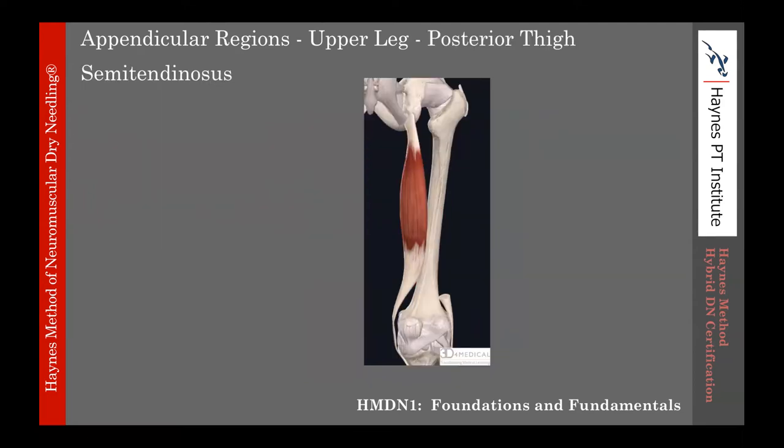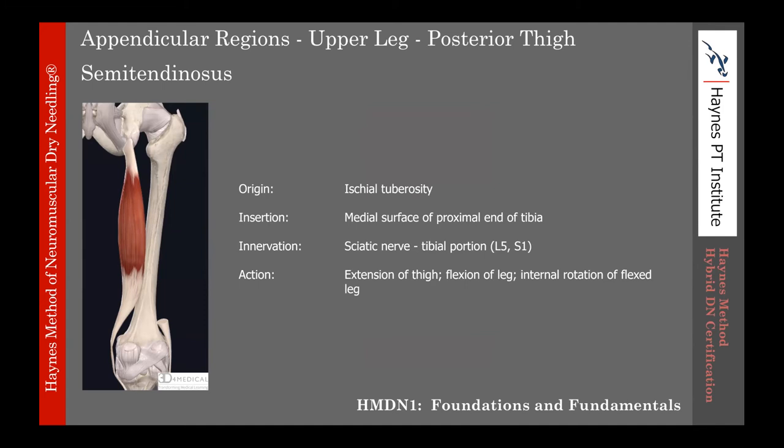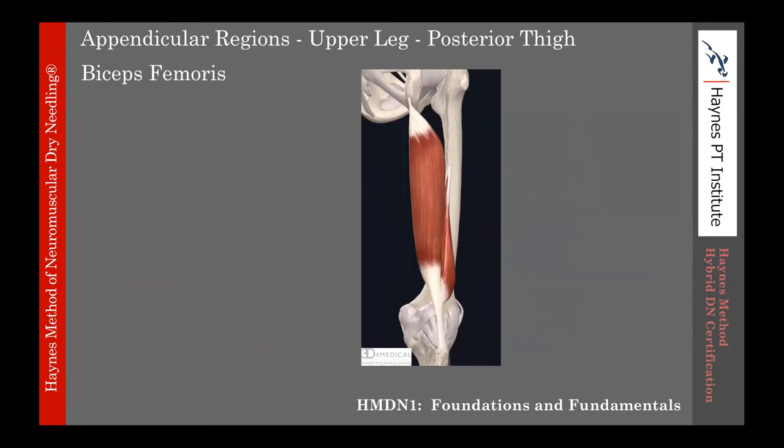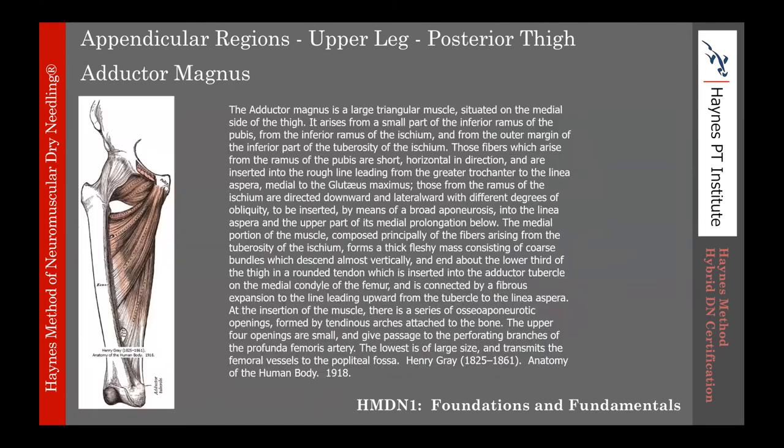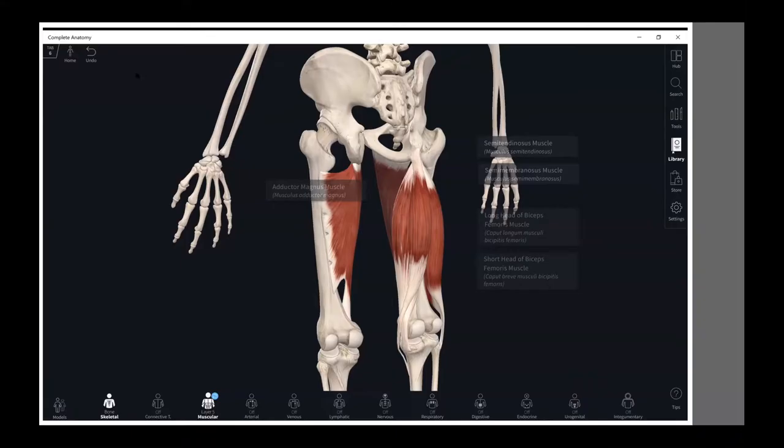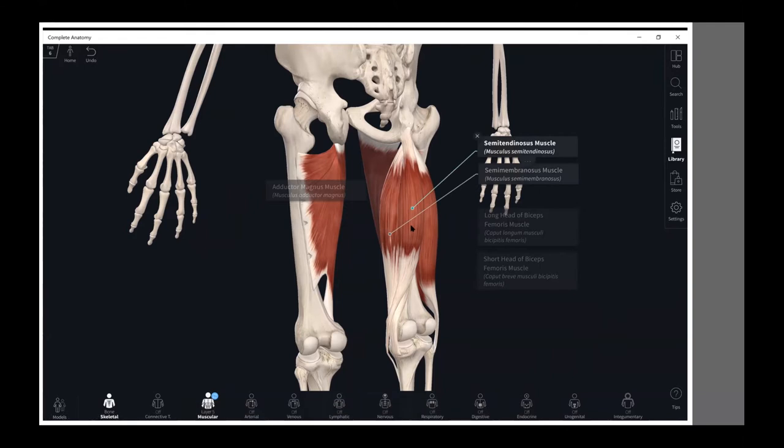So we'll bypass all of the description here. We're going to discuss this in our 3D anatomy, so let me move straight to that. So let's look at the muscles of the posterior thigh. Here we're talking about semitendinosus, semimembranosus, biceps femoris, and the adductor magnus. First, the semitendinosus. Pull that up, get that highlighted.